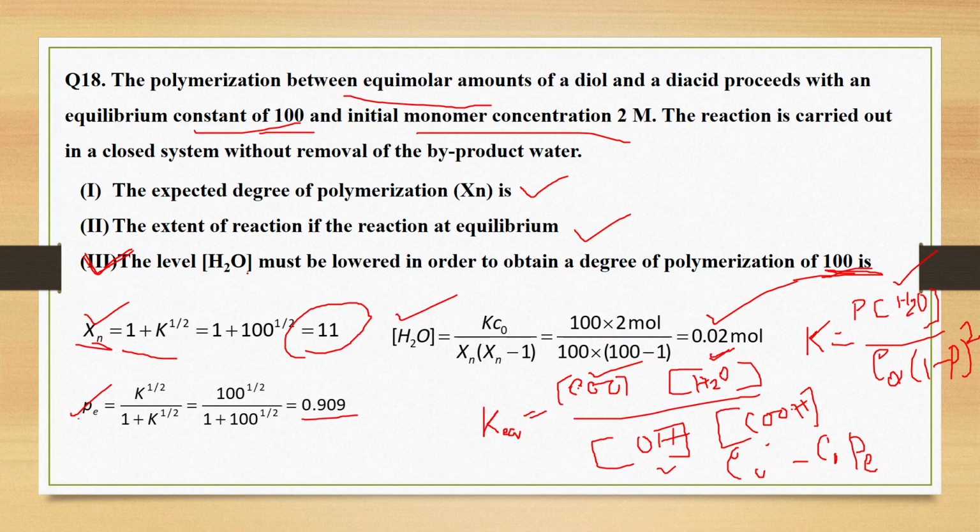So once you start taking them out, you can see that the water concentration has to be lowered to 0.02 molar. Only in that case can you reach up to 100. The degree of polymerization only reaches 100 when the H2O concentration is that low, like 0.02 molar. So how crucial it is to remove the water molecules during your polymerization is very much evident from this problem. So let us move to the next one.